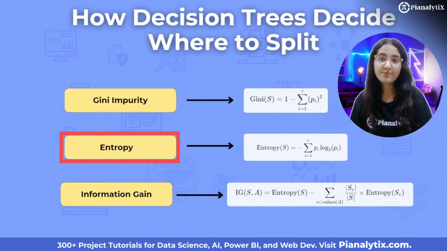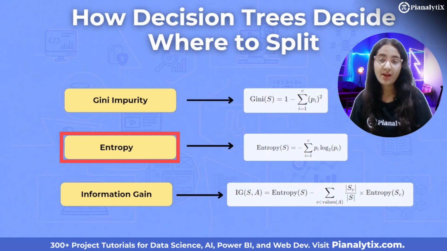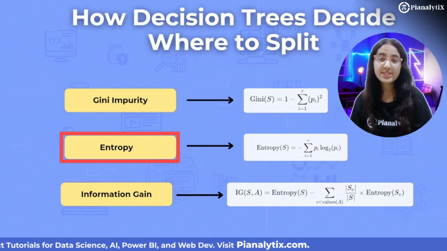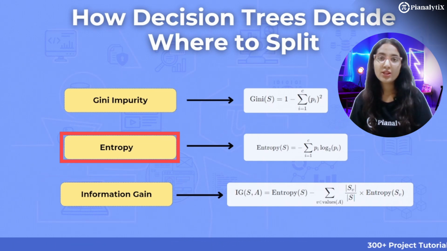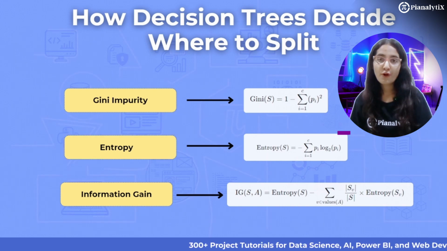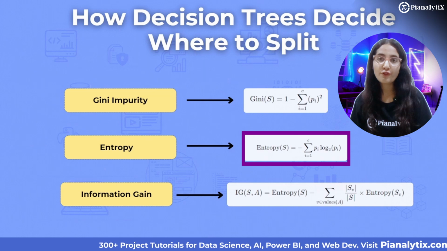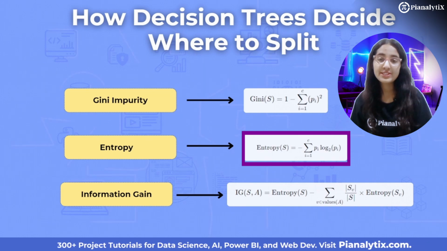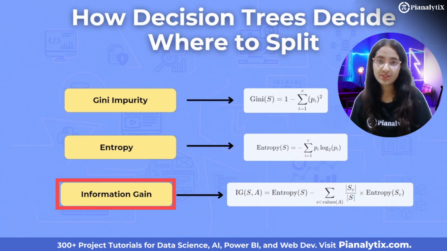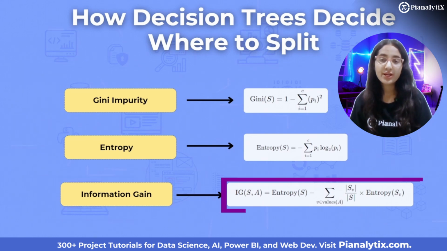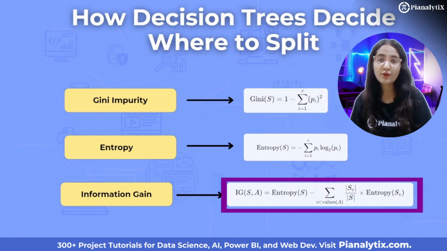Entropy measures the randomness or uncertainty in the data, while information gain calculates how much entropy is reduced after splitting the data. The goal is to maximize information gain at each split. The entropy formula is minus summation of proportion of class i multiplied by log of the probability of class i in the dataset. Information gain, IG, its formula is given, where A is the feature and Sv are the subsets resulting from splitting on feature A.